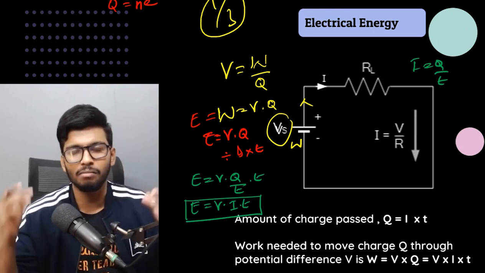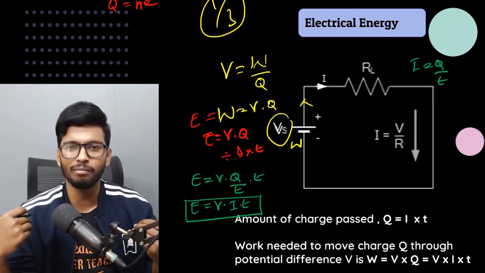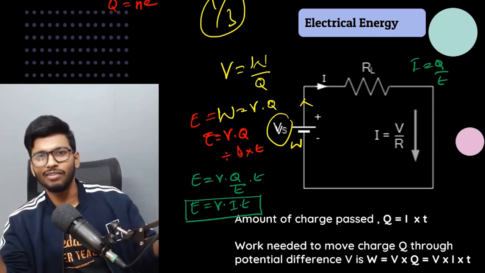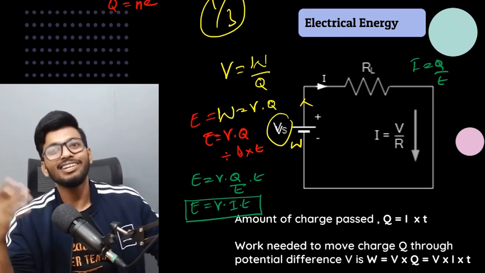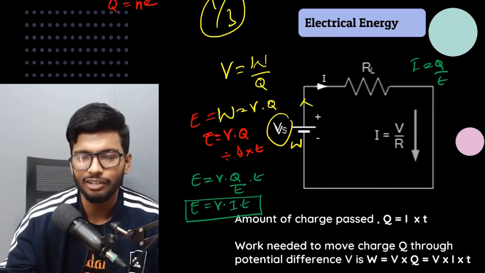So VIT, you can remember it as Vellore Institute of Technology. That's how I remember it. So energy is equal to what? VIT, Vellore Institute of Technology. That's it. All right. So electrical energy is equal to V into I into T, or VIT.